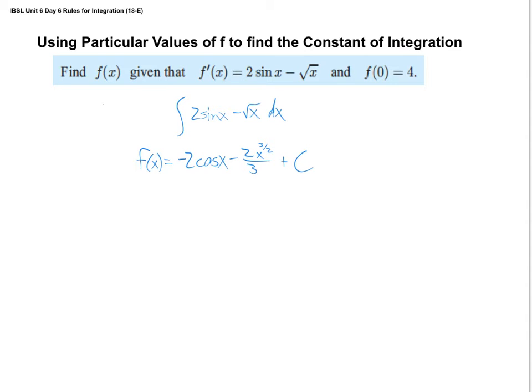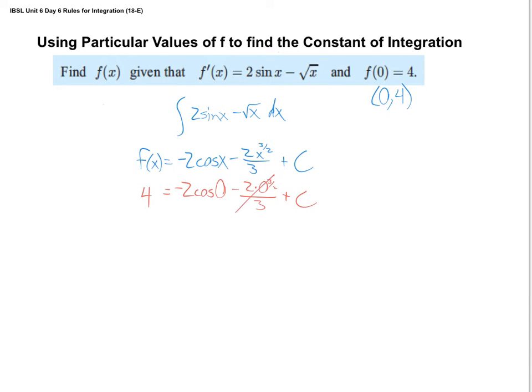So now, when we plug in the point, we know this point right here is (0, 4). When we plug in 0, we need to make this thing equal 4. Okay? So, as we plug in 0, we get negative 2 times the cosine of 0 minus 2 times 0 to the 3/2 over 3 plus c, and this will all equal 4. Okay? So all I'm doing is plugging in 0 for x and 4 for f of x. Now I can solve for c.